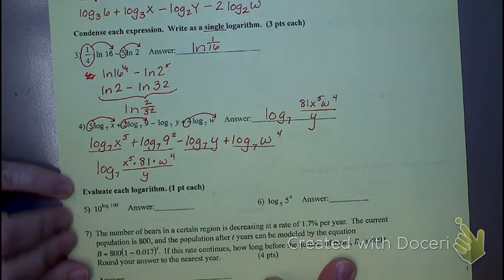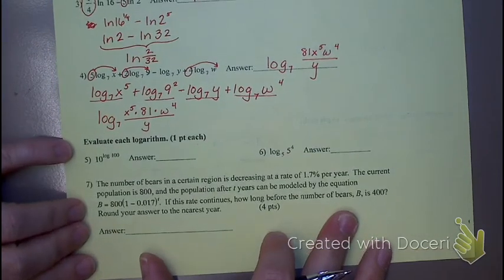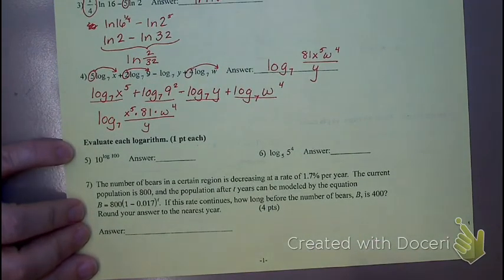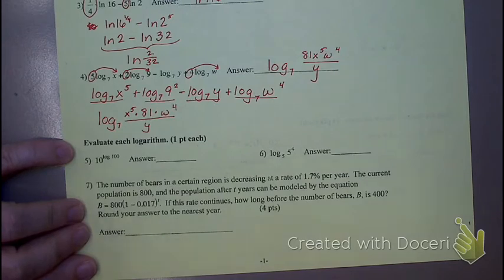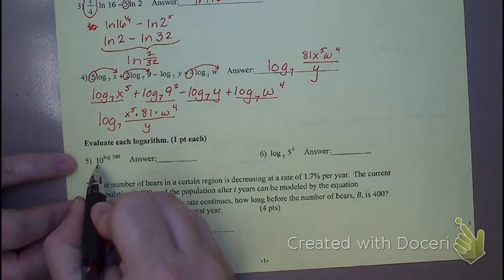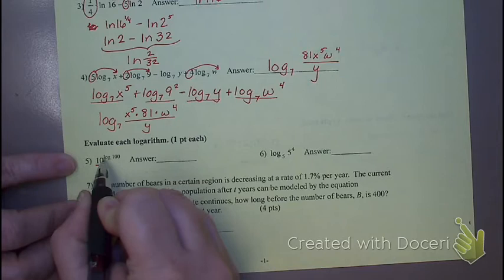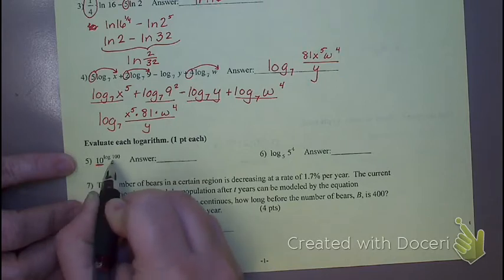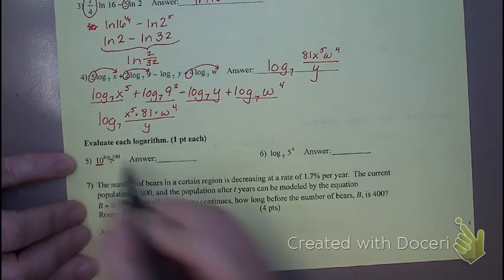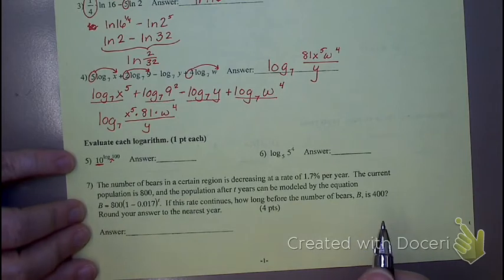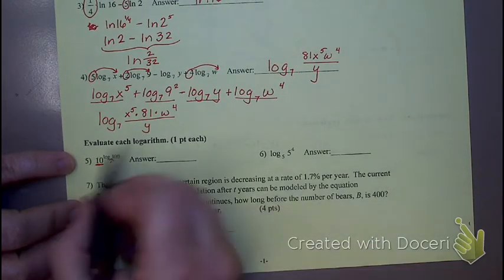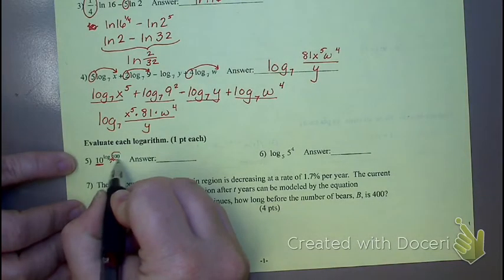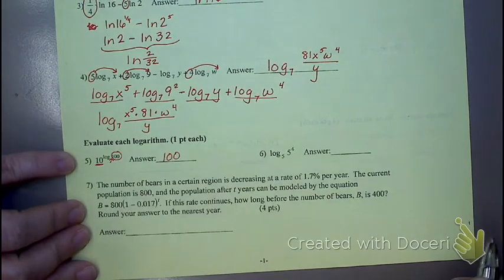Okay. All right. Evaluate each logarithm. Notice these are only 1 point each. There's not much to do here. These are my matchy-matchy rules. If your base matches, if you have a log in your exponent and the base of the power matches the base of that log, no base is written, which means it's automatically base 10. So I have matchy-matchy. That number is my answer.